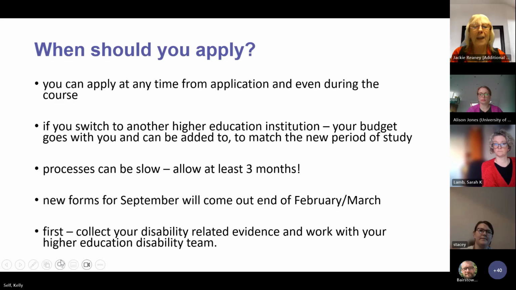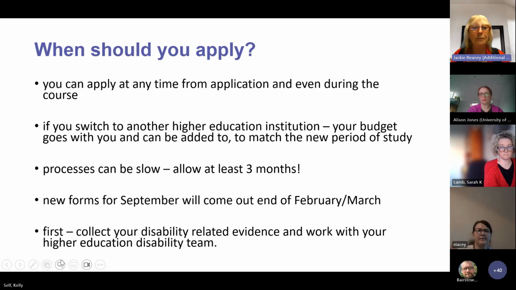So finally, when should you apply? Now. The forms come out in 2 to 3 weeks' time. It is a long process. It's a 3-month process. Student Finance England have asked us to say 3 months now, not 2.